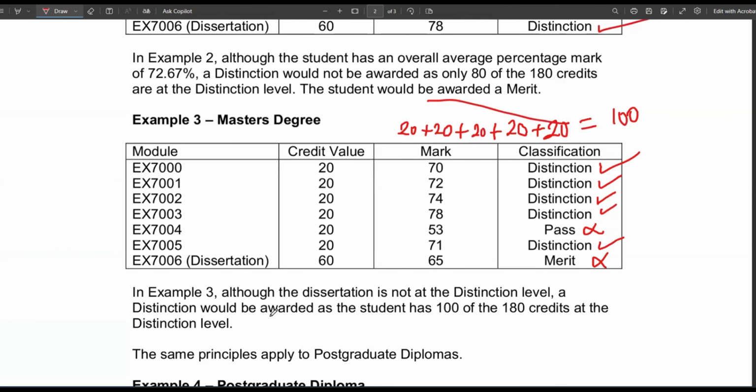So I hope this video helps a lot to understand how the grading system for postgraduate students in the UK is being calculated.